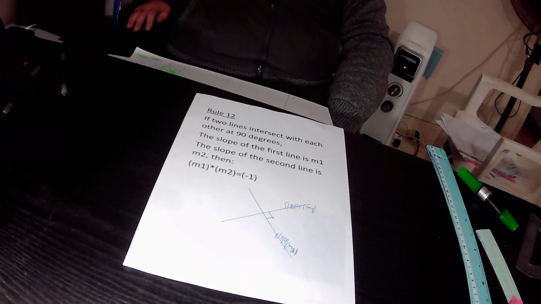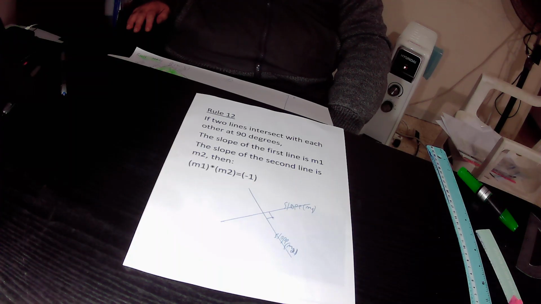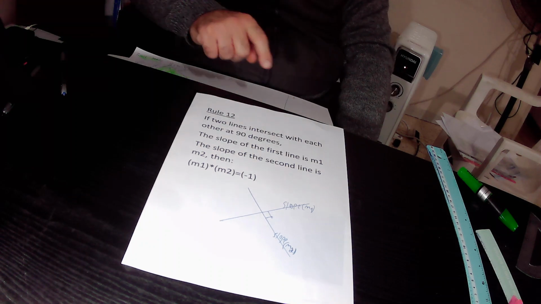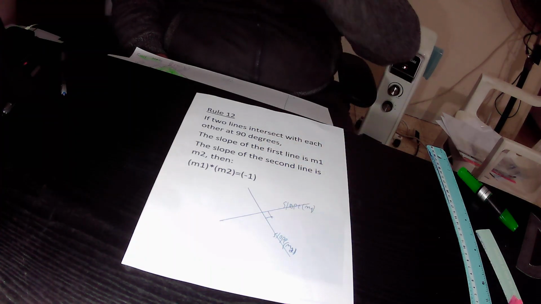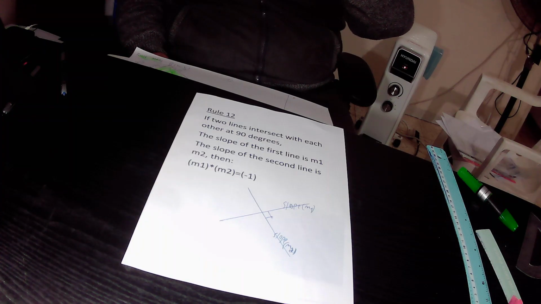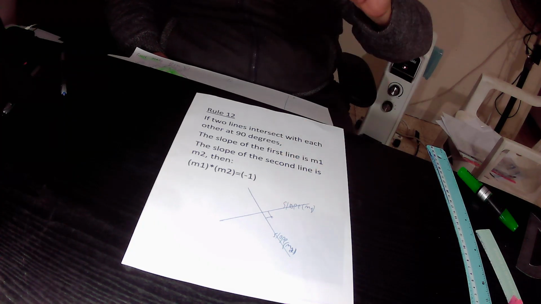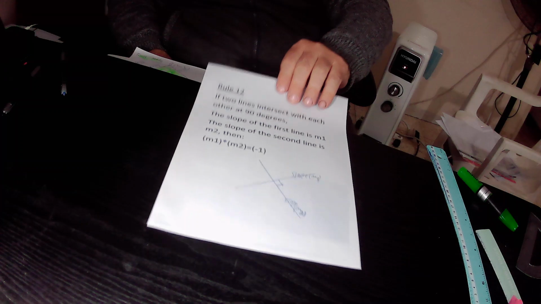if two lines intersect with each other at 90 degrees, and we know that the slope of this straight line is m1, and the slope of the second straight line is m2, then the following equation holds: m1 times m2 equals -1. So the product of those two slopes equals -1. Whenever you have two perpendicular straight lines, the product of their slopes must be equal to -1. You can definitely implement rule 12 in our drawing.